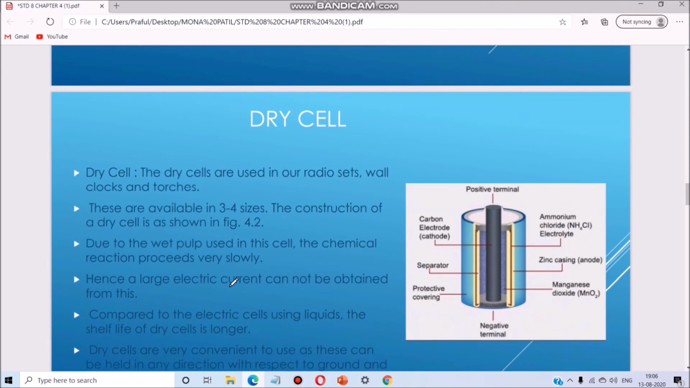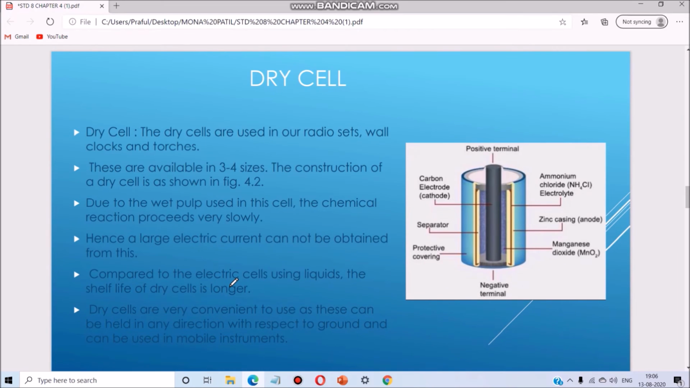First, the dry cell. Everyone is familiar with this cell. We use it in torches, remotes, watches. Dry cells are used in our radio sets, wall clocks, torches. These are available in 3-4 sizes. The construction of a dry cell is shown here. Here you will see a positive terminal in the middle, a black colored rod. It is the positive terminal, also called the carbon electrode or cathode.